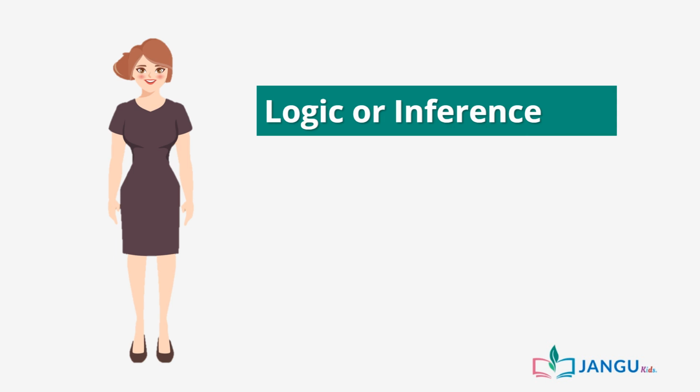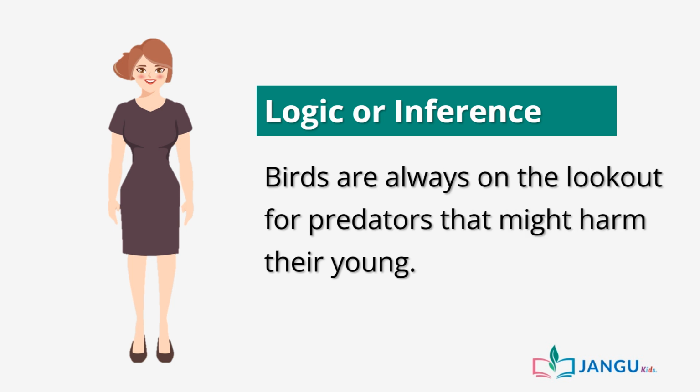Logic or inference. Here the sentence is constructed in a way for you to figure out what certain words mean by understanding the surrounding words, that is, the context. For example, birds are always on the lookout for predators that might harm their young. By this we know that predators are threats and are dangerous to young birds.